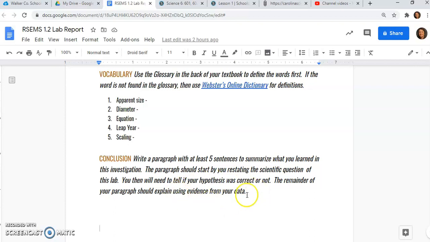So make sure you use some of those numbers about the diameter of the Sun, Earth, and Moon, or how many Earths across they would be, or what items you used as your model objects.